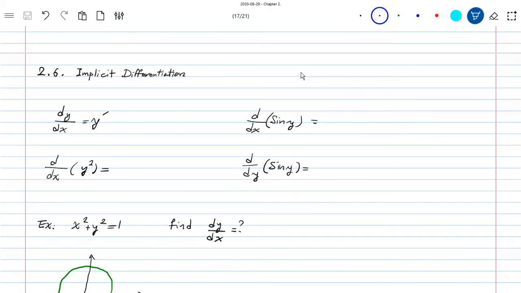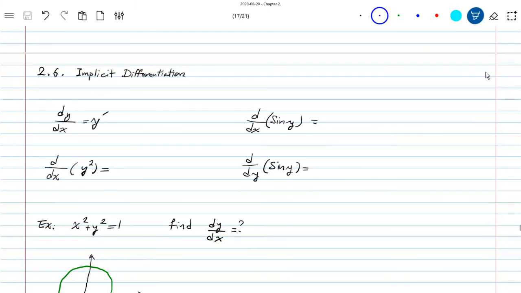Welcome back. Today we're going to talk about implicit differentiation. In this section, we're going to see the consequence of the chain rule and the general power rule for equations that are not specifically functions.